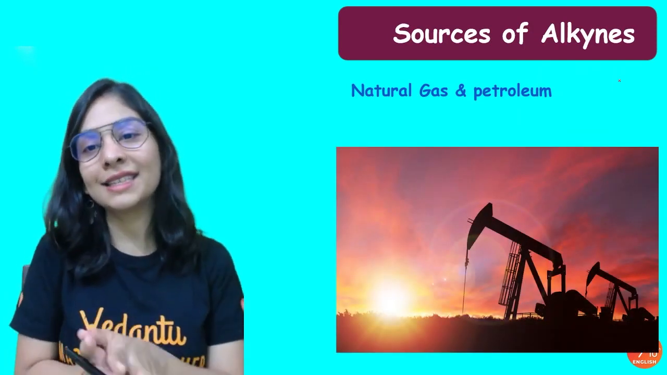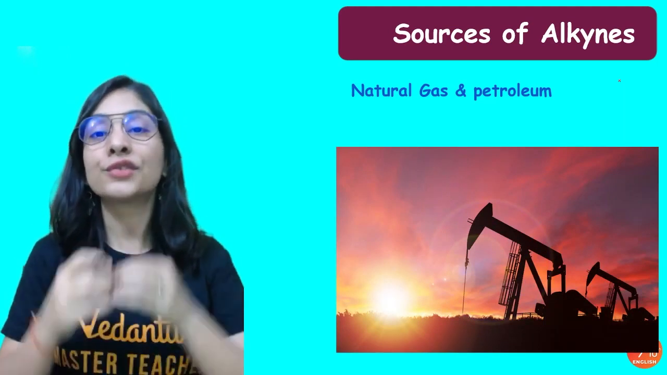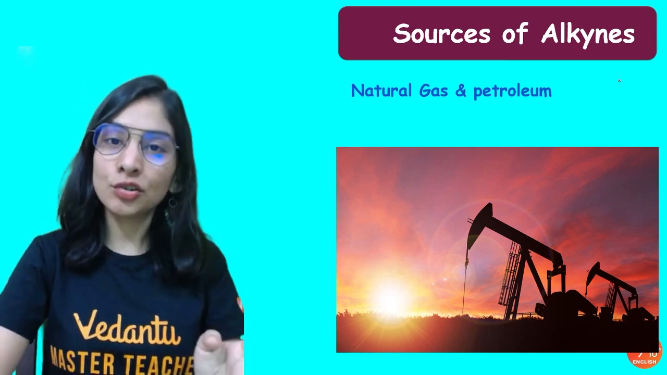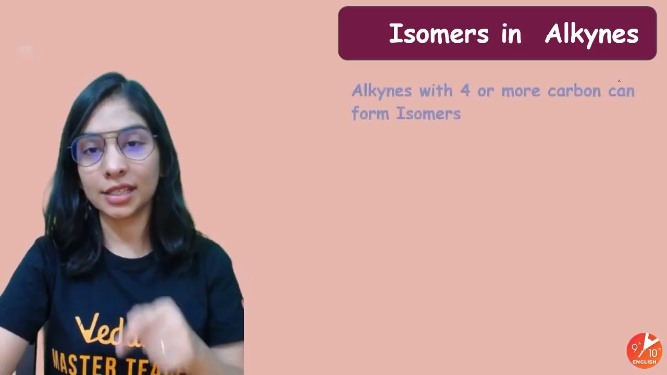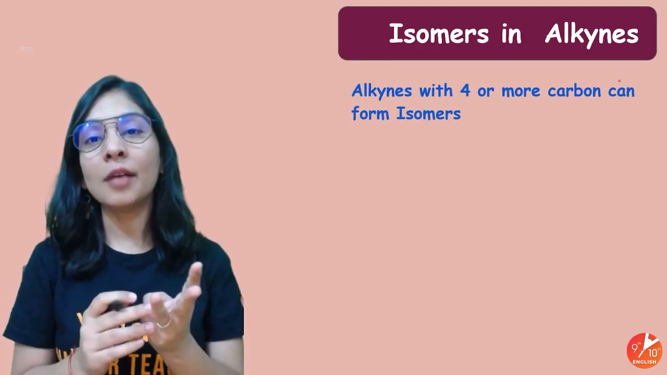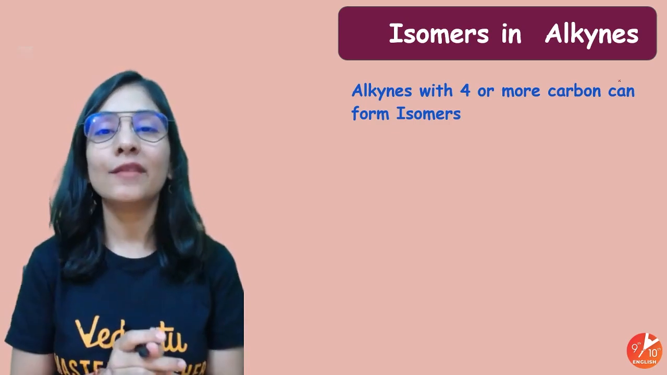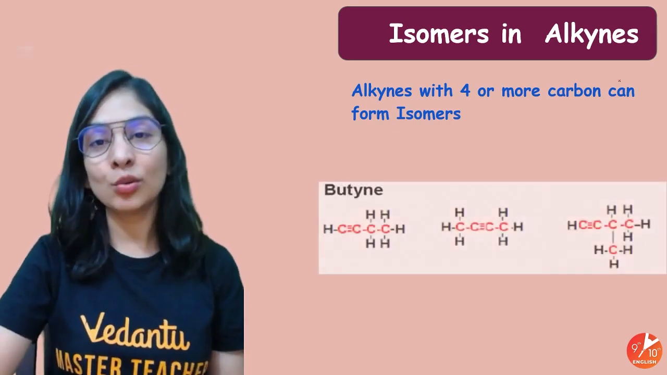Different alkynes. Again, natural gas and petroleum are the sources of so many hydrocarbons, saturated and also unsaturated. And when I talk about isomers, again the same thing. Up to 3 carbon, no isomerism. More than 3 carbon, that's 4 and more, they will show isomerism. In alkynes too, in the same way.